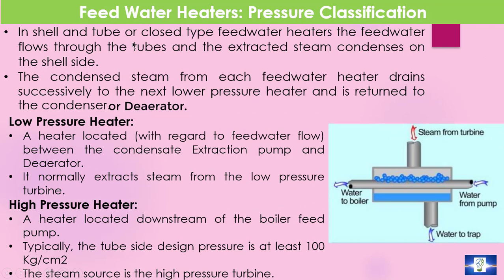In shell and tube or closed type feed water heaters, the feed water flows through the tubes and the extracted steam condenses on the shell side. The condensed steam from each feed water heater drains successively to the next lower pressure heaters and is returned to the condenser. There are two types of heaters, low pressure heaters and high pressure heaters.